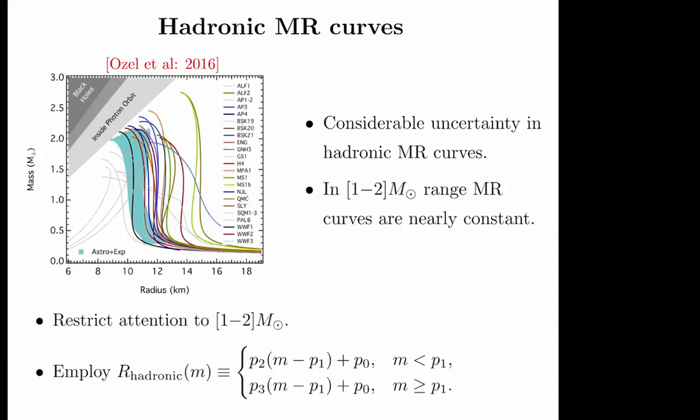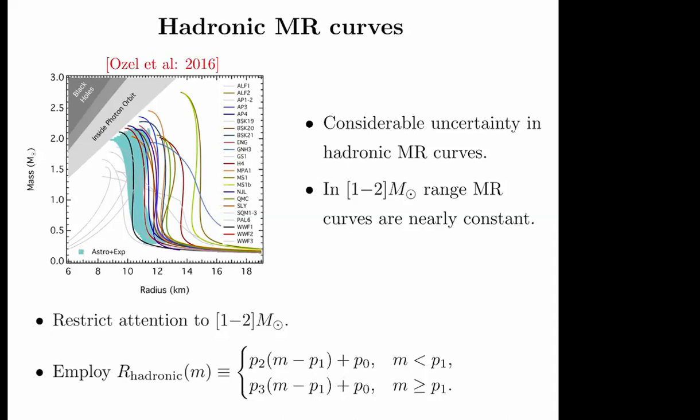So what we're going to do in our analysis here is, because of this, we're going to restrict our attention to neutron stars in the 1 to 2 solar mass range. And instead of playing around with this equation of state or that equation of state, we're just going to use a piecewise linear approximation to MR curves, where there are 2 linear segments. Because that right there will turn out to be sufficient to approximate our hadronic MR curves.